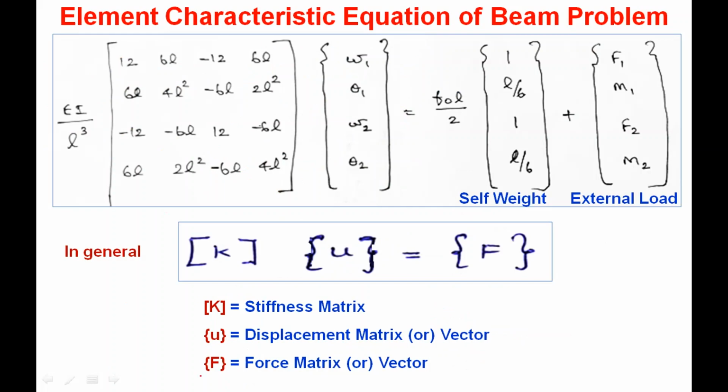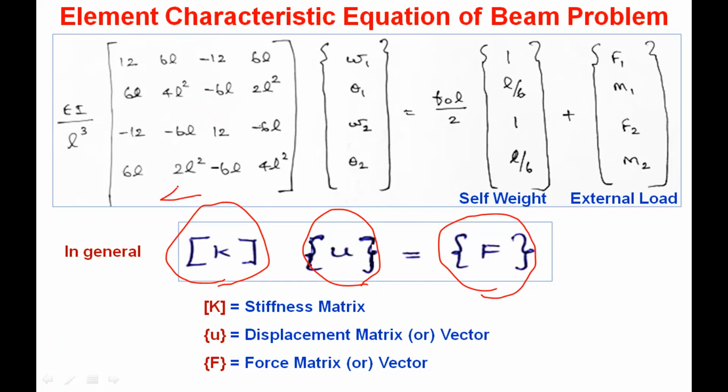The general form is the stiffness matrix K multiplied with the displacement matrix U. Then on the right hand side we have the force matrix. For the beam problem, the stiffness matrix size will be 4 by 4 because for one beam element we have a total of 4 degrees of freedom. That is why we are getting a 4 by 4 matrix. So it is a square and symmetrical matrix. The degrees of freedom are W1, theta 1, W2, theta 2.